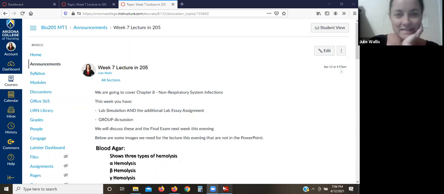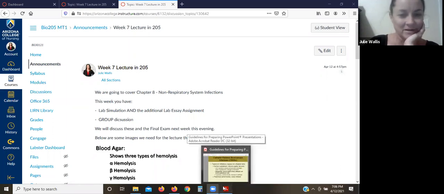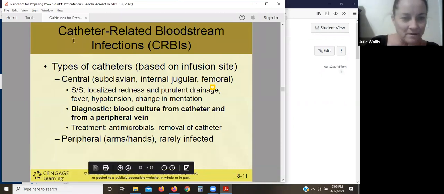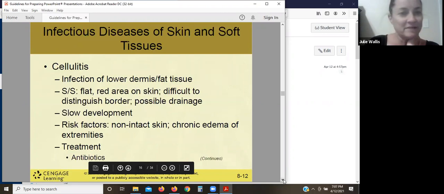So we will just continue on our journey through chapter 8. All right, so we finished off on catheter-related bloodstream infections. Okay, now we're on to infectious diseases of the skin and soft tissues. Oh, I was thinking the beginning was the skin, but it wasn't.